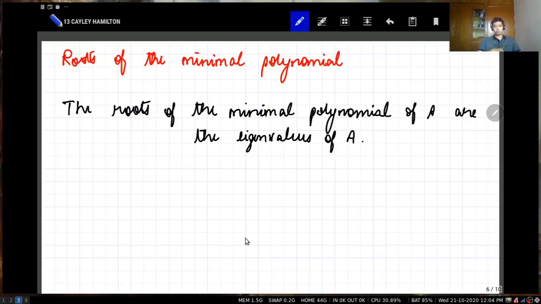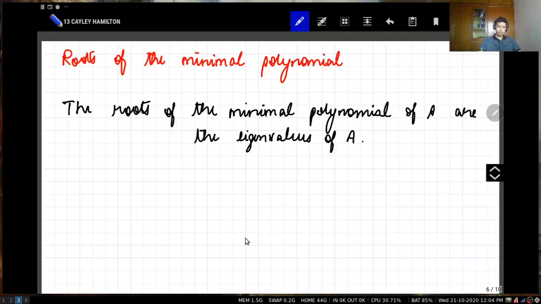So recall, the minimal polynomial is the smallest degree polynomial which annihilates A. Right? So it's a polynomial P of X, such that P of A is equal to 0. Now an annihilating polynomial can have arbitrary roots.